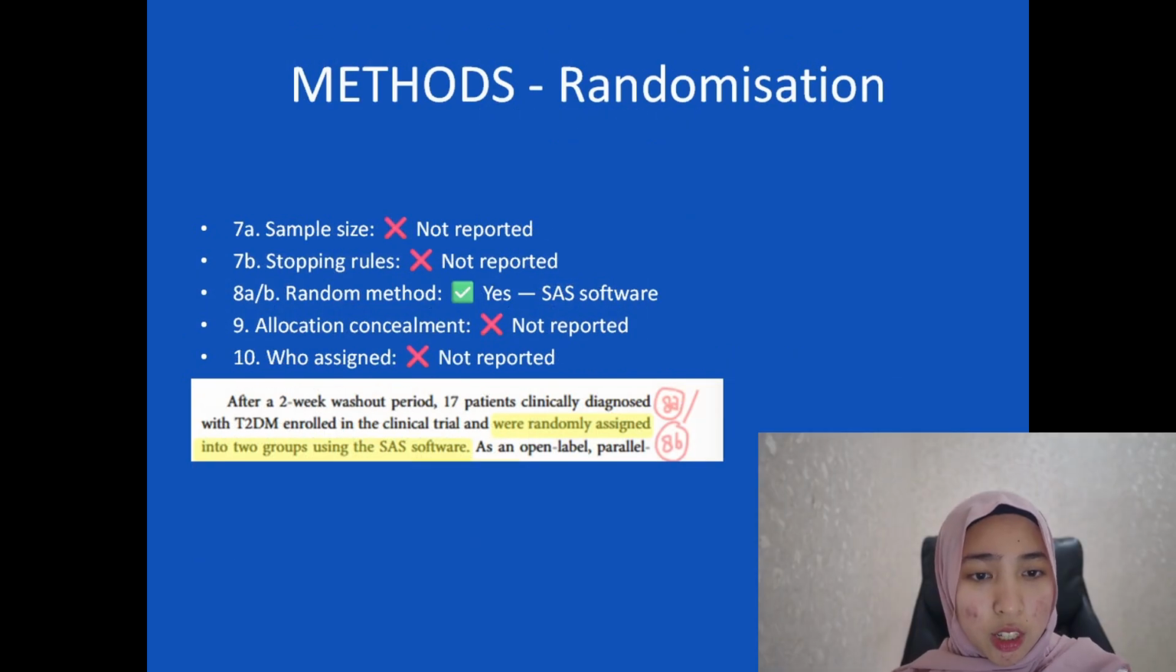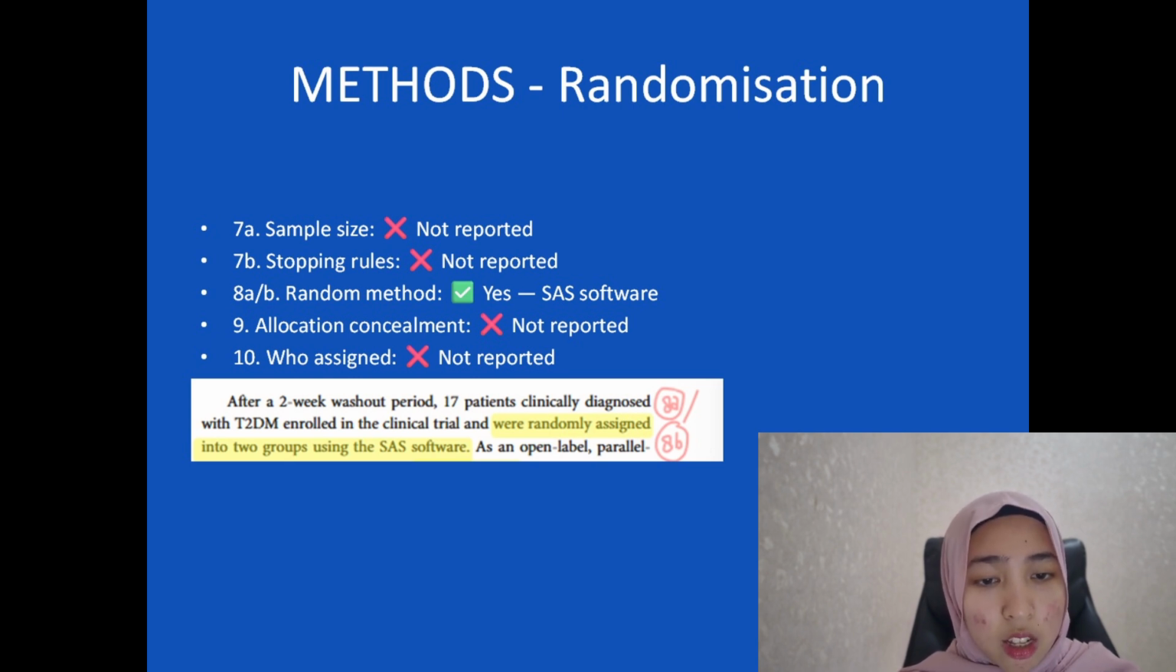Next part is for sample size and randomization. It's for items 2 to 10. First, item 7A. How was the sample size determined? But in the article, there is no sample size determination, so this is not reported.